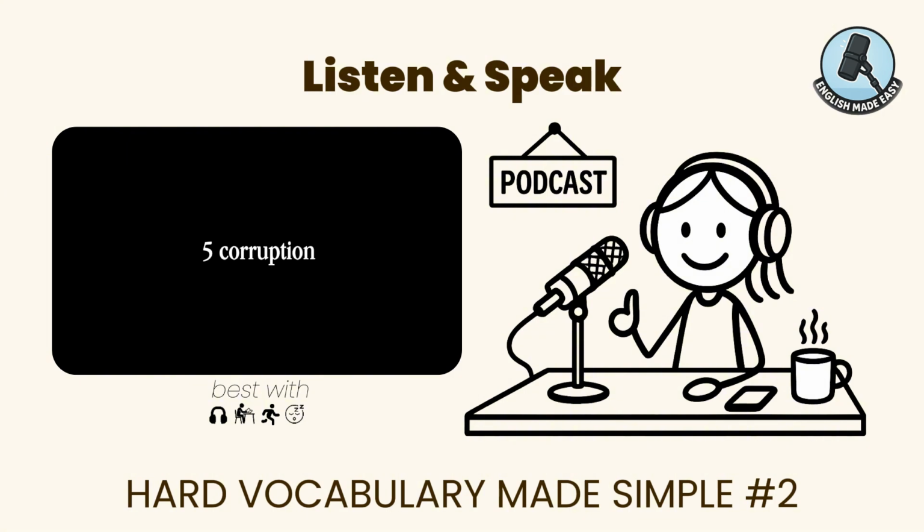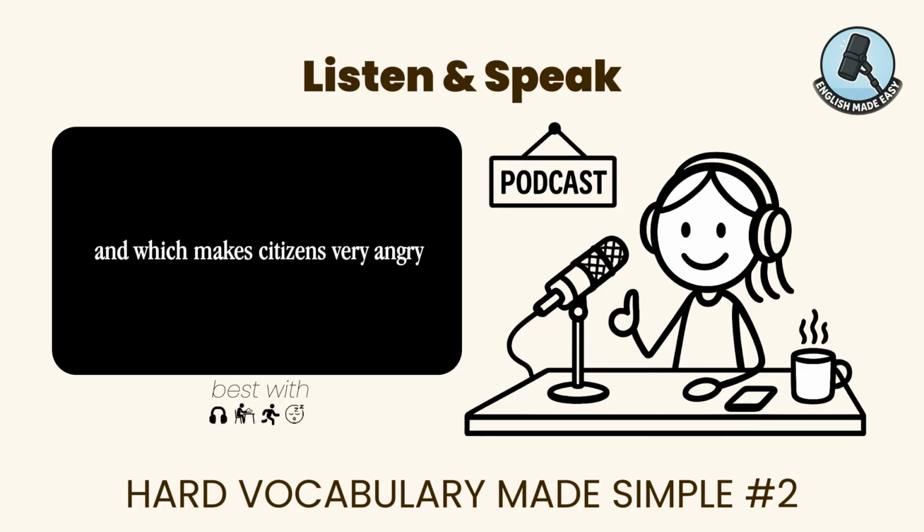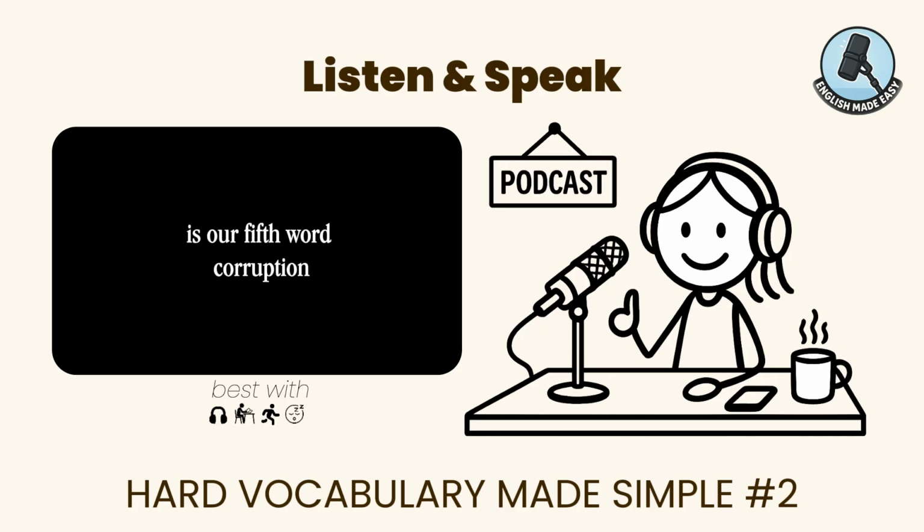5. Corruption. One of the things that can make economic problems worse and which makes citizens very angry is our fifth word, corruption. Let's check the pronunciation. Co-rup-shun. The syllables are co-rup-shun. There is that shun sound again. The stress is right in the middle. Corruption. Let's say it together. Corruption. You're doing a great job.